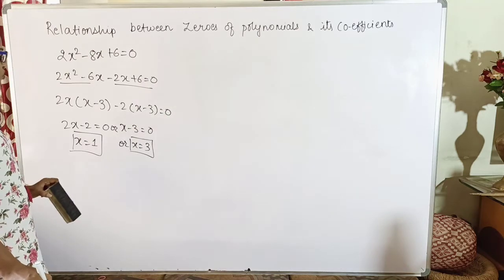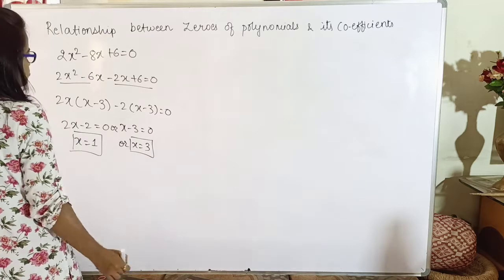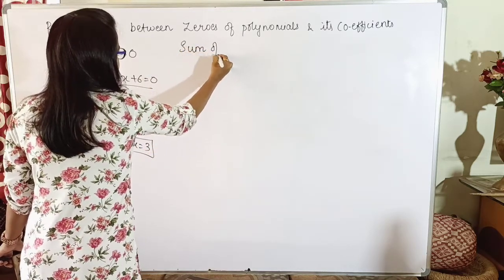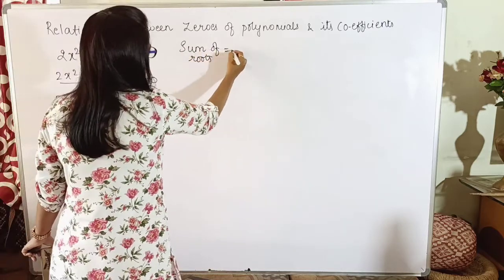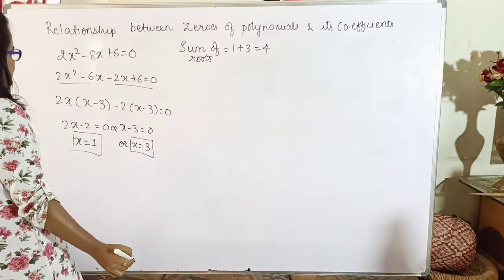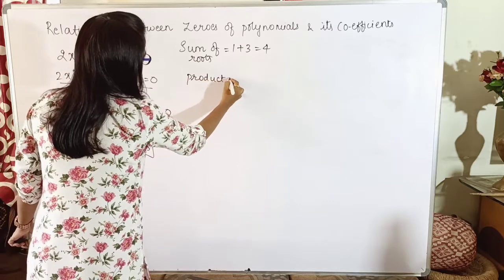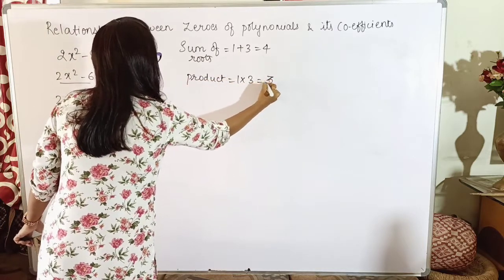Now let us see what if I add these two. What is the sum of roots? The roots are 1 and 3. So if I add them, what do I get? 1 plus 3 equal to 4. Fair enough. Second one, what if I take its product? What do I get? 1 into 3, that is 3.